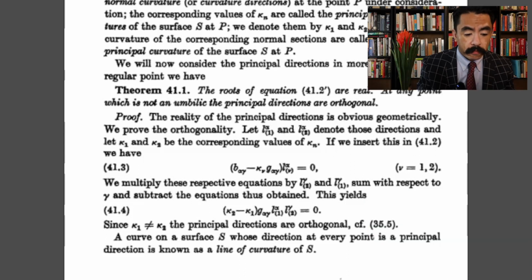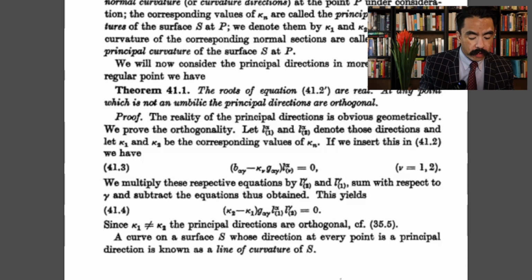We multiply these respective equations by L^γ_(2) and L^γ_(1), sum with respect to γ, and subtract the equations thus obtained. This yields (κ_2 − κ_1) g_αγ L^α_(1) L^γ_(2), which is all equal to 0. Since κ_1 does not equal κ_2, the principal directions are orthogonal.